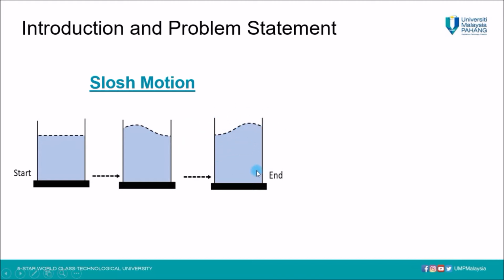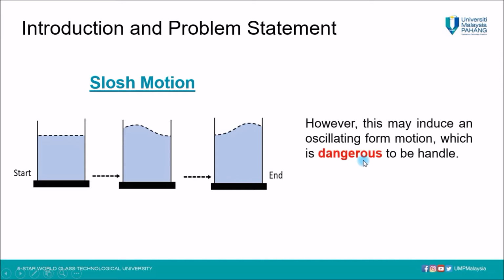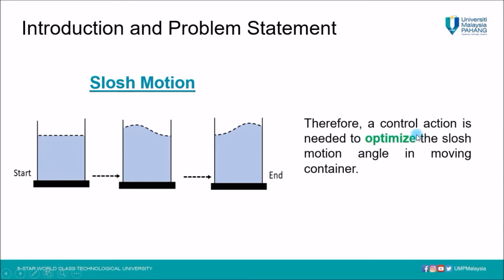This application can be found in few industries where the system is desirable to move the filled container to reach the final position as fast as possible. However, this may induce an oscillating form of motion which is dangerous to be handled. Therefore, a control action is needed to optimize the slosh motion angle in the moving container.